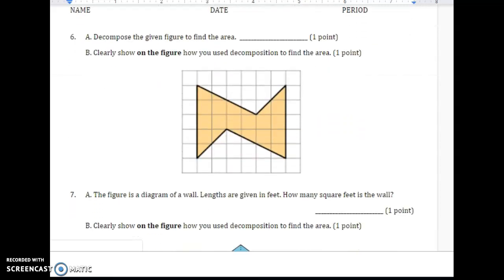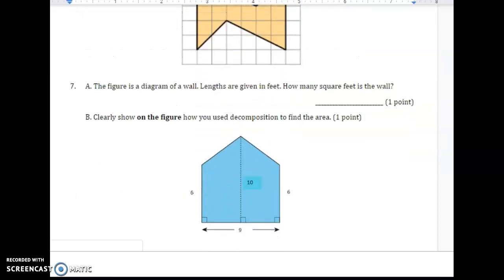Question 6. A. Decompose the given figure to find the area. B. Clearly show on the figure how you use decomposition to find the area. Question 7. The figure is a diagram of a wall. Lengths are given in feet. How many square feet is the wall? B. Clearly show on the figure how you use decomposition to find the area.